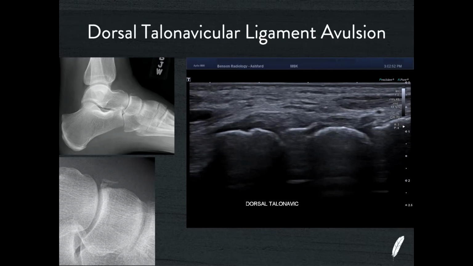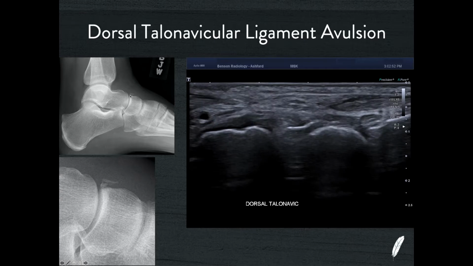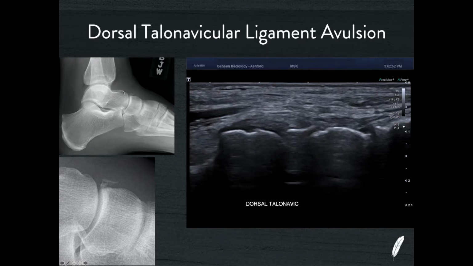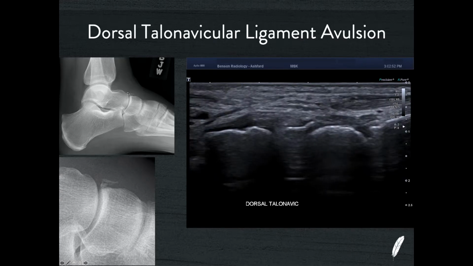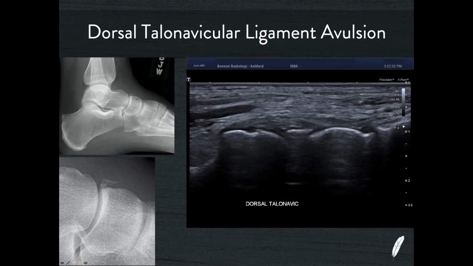So if we are assessing the Chopart line, I like to start at the dorsal talonavicular ligament, because I like to look at the ankle joint first to see if there's a joint effusion or a hemarthrosis, and then I simply slide the transducer down the midfoot until I rest it over the distal talus and the navicular bone.